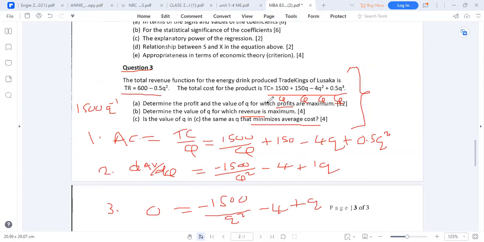Then to find the profit maximizing output, you find the profit function. Starting profit is equal to total revenue minus total cost in brackets. Find the profit function, differentiate it, equal to 0, and solve for Q. So that is exactly what you're supposed to do. Otherwise, this is under optimization.